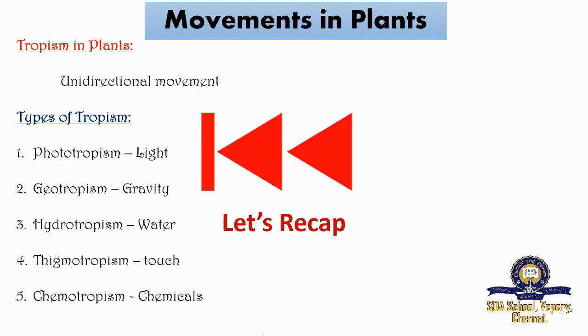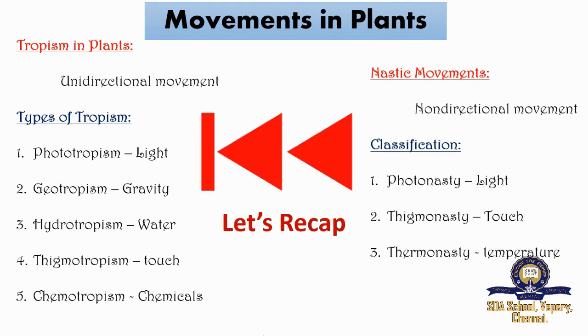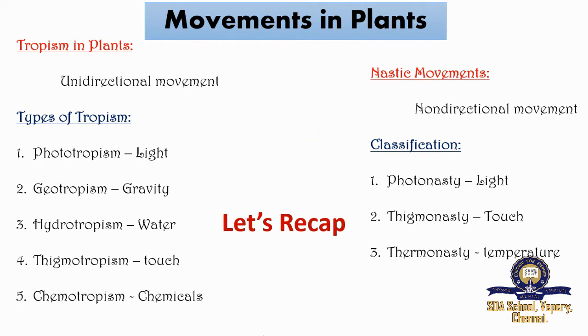And the second movement is nastic movement. It is a non-directional movement, and we had three classifications under nastic movements. What are they? Photonasty, thigmonasty, and thermonasty. Photonasty is movement due to light, thigmonasty is movement due to touch, and thermonasty is movement due to temperature. So can we give some examples under the nastic movement classification?